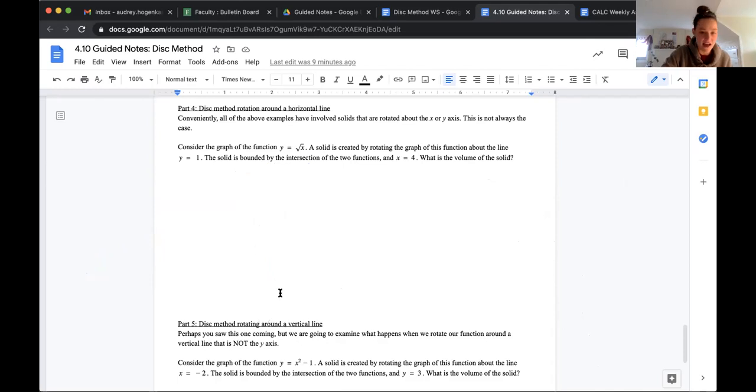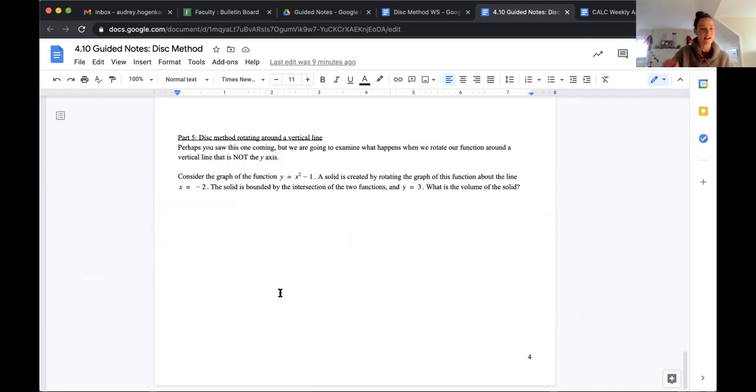So then part 5 is disk method around a vertical line. And I know this is kind of throwing you guys in deep water, but I want you to try and figure out this problem on your own, okay? So think about the way that we have done the previous problems, how we might write a function in terms of y, what the image looks like, what our radius is going to be, that sort of thing. And we will go over it in class. So give us your best shot.